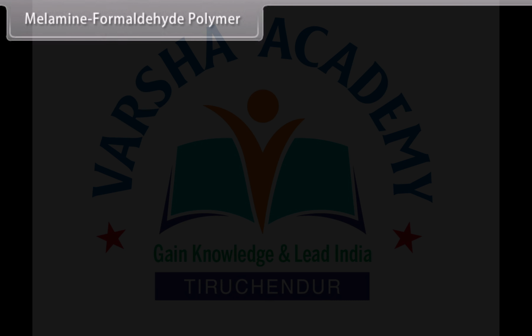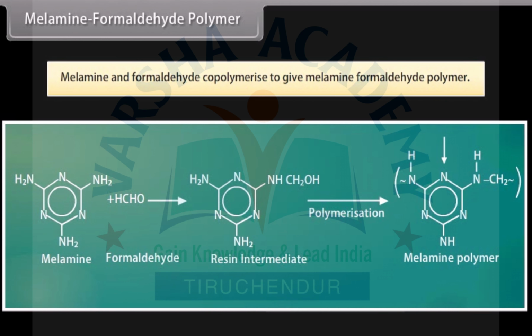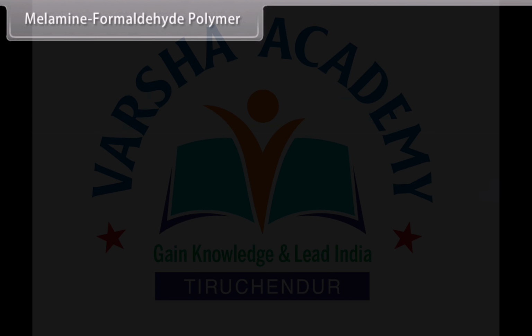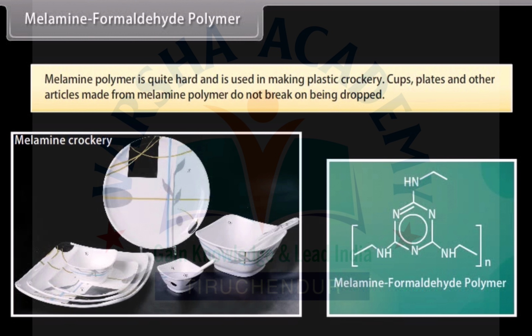Melamine formaldehyde polymer. Melamine and formaldehyde copolymerize to give melamine formaldehyde polymer. Melamine polymer is quite hard and is used in making plastic crockery, cups, plates. Articles made from melamine polymer do not break on being dropped.